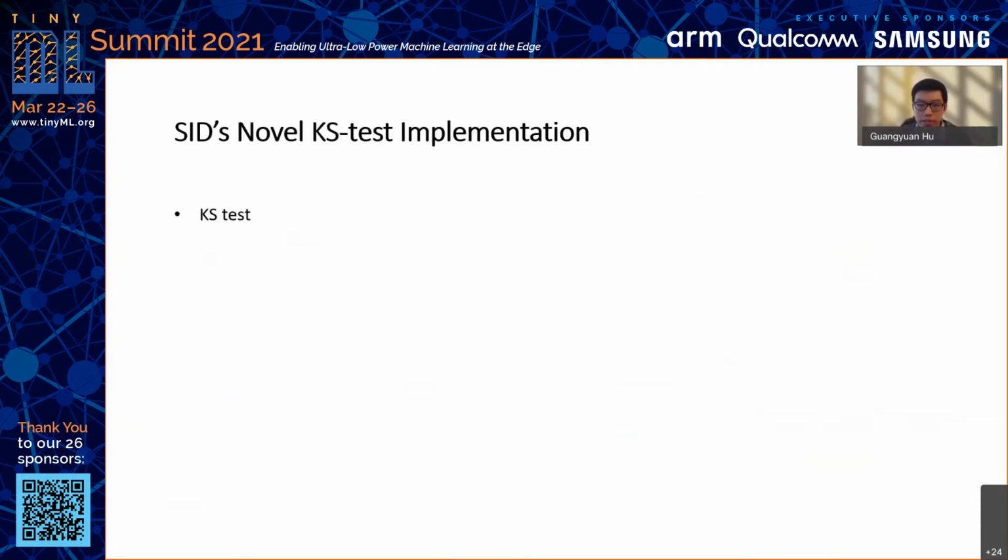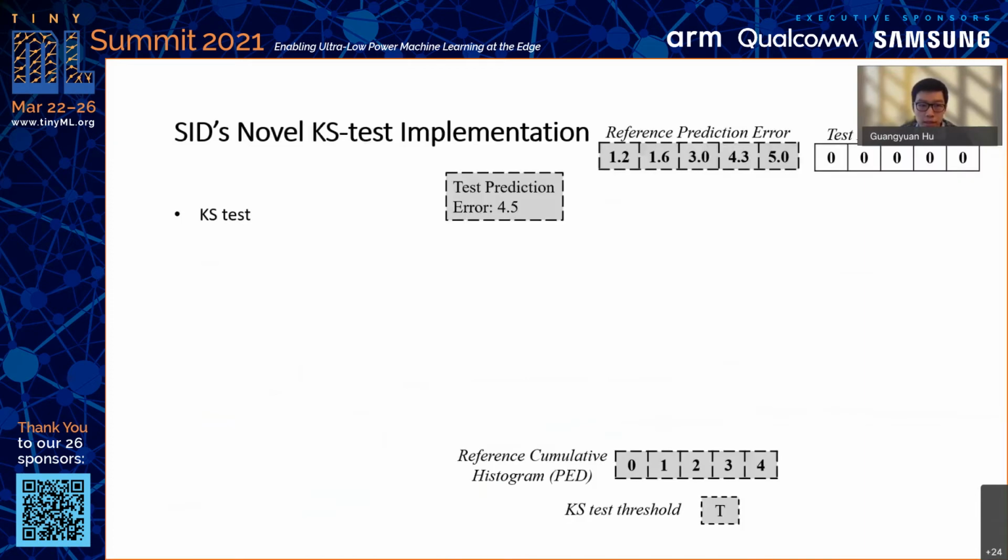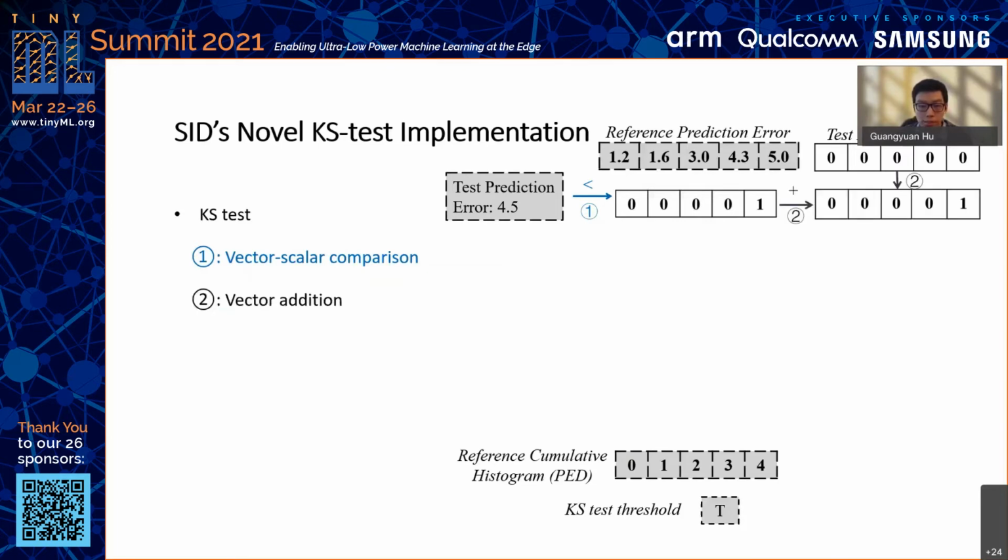We show our implementation to perform KS test in 5 main steps. In the beginning, we have the reference prediction errors from the training process and the test prediction error. The first step compares one scalar, which is the test prediction error, to all entries in the vector of reference prediction errors. In the second step, the contribution by this test error is added to the test histogram, which represents the test PAD.